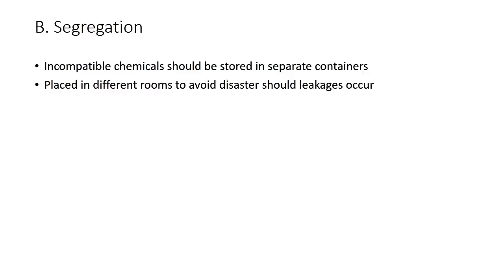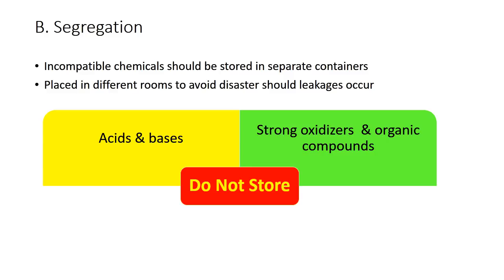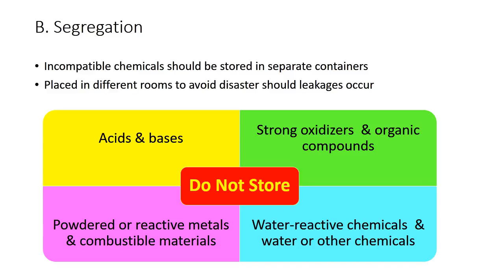Incompatible chemicals should be stored in separate containers and placed in different rooms to avoid disaster should leakages occur. Do not store the following near each other: acids and bases, strong oxidizers and organic compounds, powdered or reactive metals and combustible materials, water reactive chemicals and water or other chemicals.